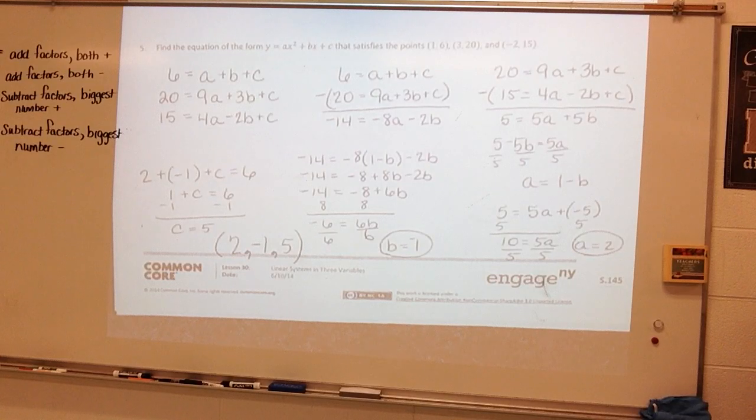Guys, hopefully you remember a little bit about solving those systems of equations. If not, this lesson may have been of some little bit of difficulty for you, but just practice that solving equations.